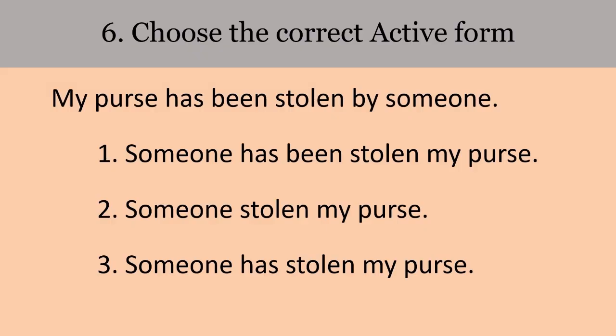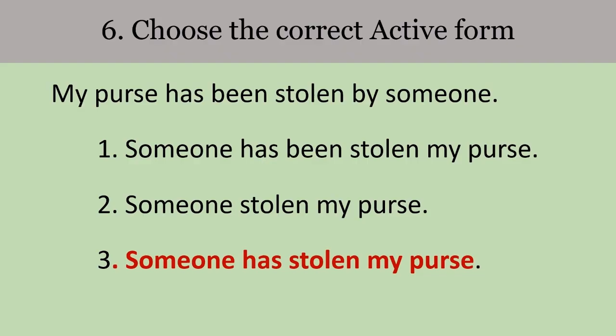In question number 6, you have a passive sentence. Now, you have 3 active sentences of which only one is correct. 2 others are wrong. You need to choose the correct one. My purse has been stolen by someone. That is a passive sentence. It's a correct sentence. Now these are the active sentences. Someone has been stolen my purse. Someone stolen my purse. Someone has stolen my purse. You need to choose the correct one.